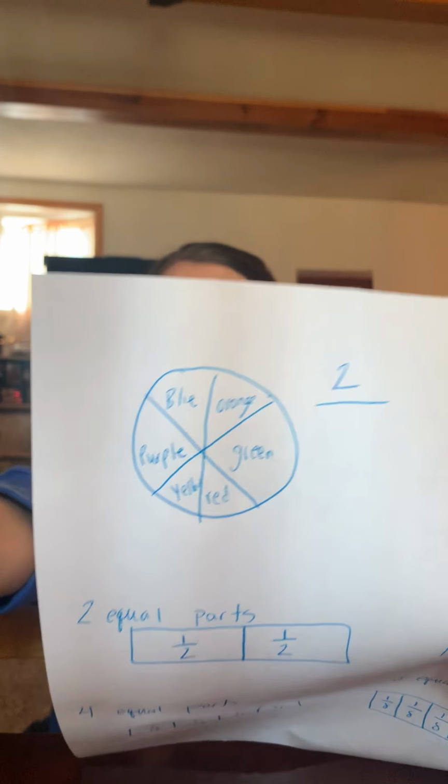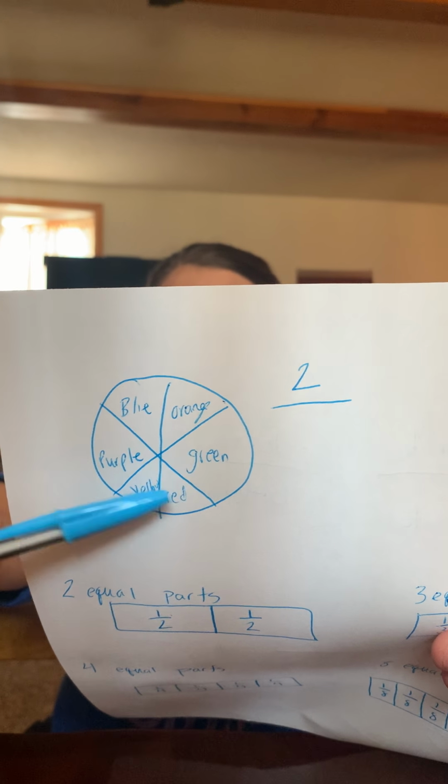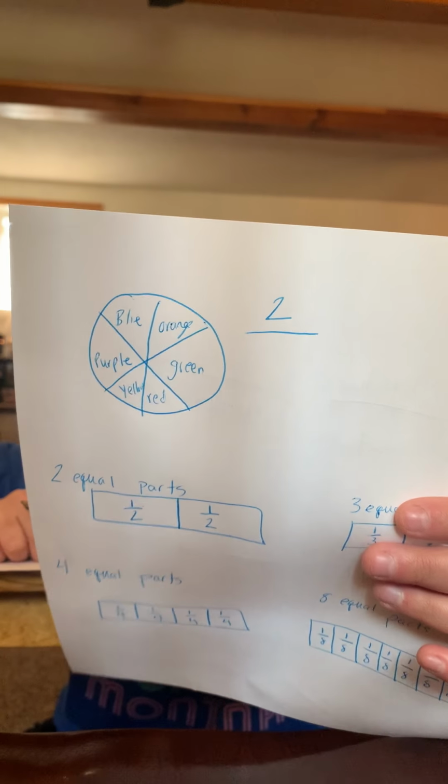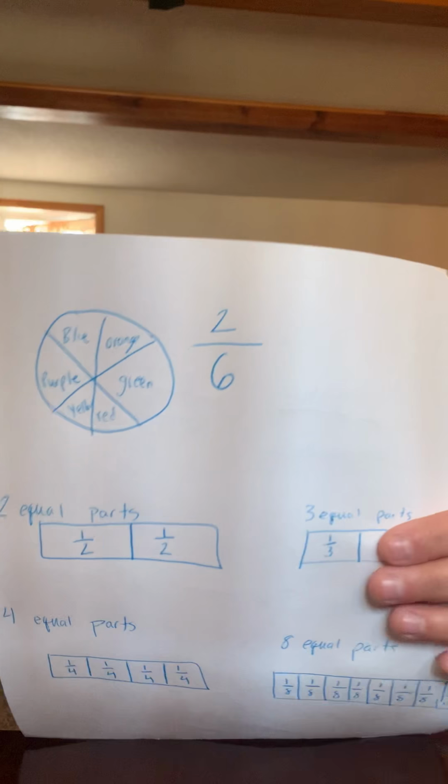okay? And how many parts total are there? Let's see if you can count that up. There's 1, 2, 3, 4, 5, 6. So what would be our denominator? Did you guess 6? You're correct. So the part that's blue and green is 2/6. Okay?